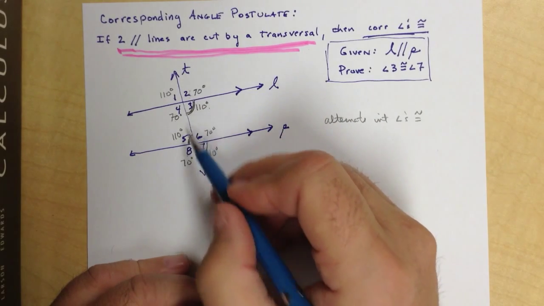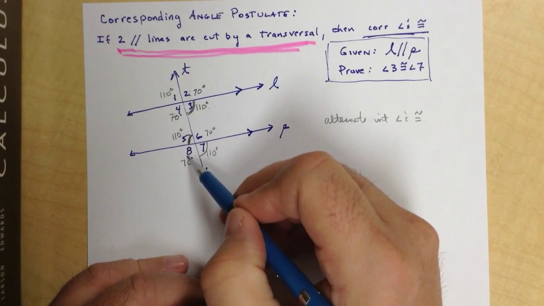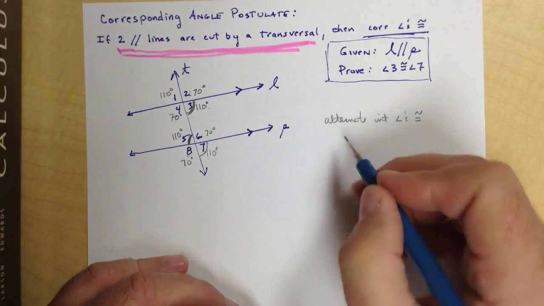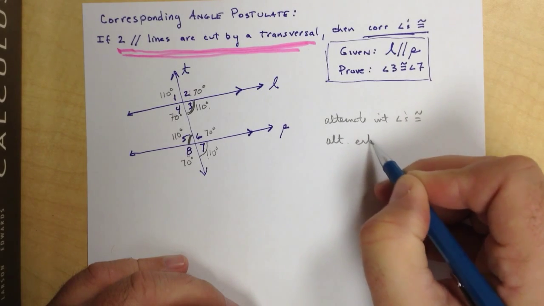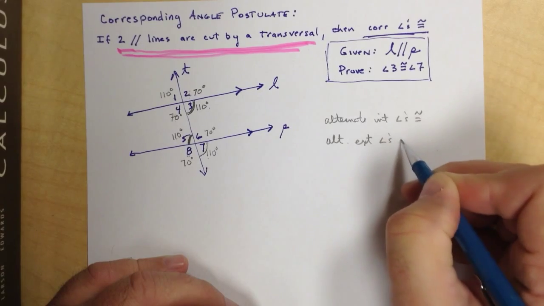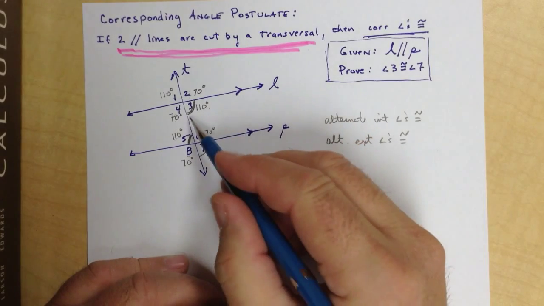What about angle 2 and angle 8? Aren't they alternate exterior? What about angles 1 and 7? So could we say alternate exterior angles are congruent? I believe so.